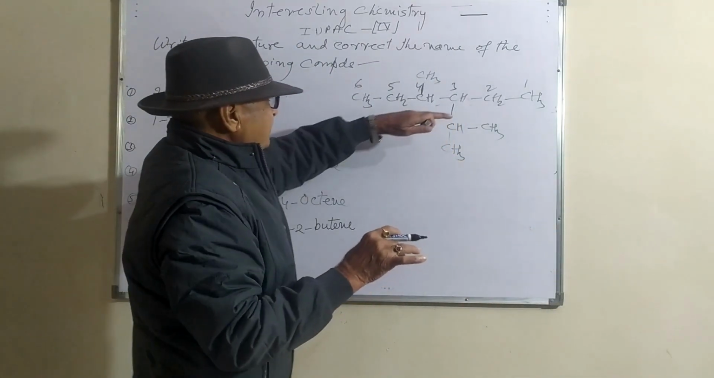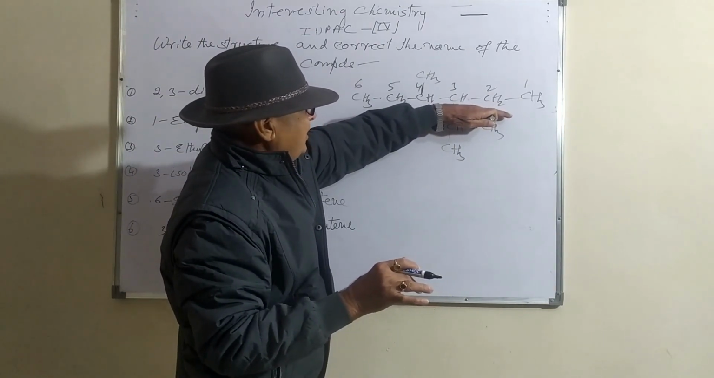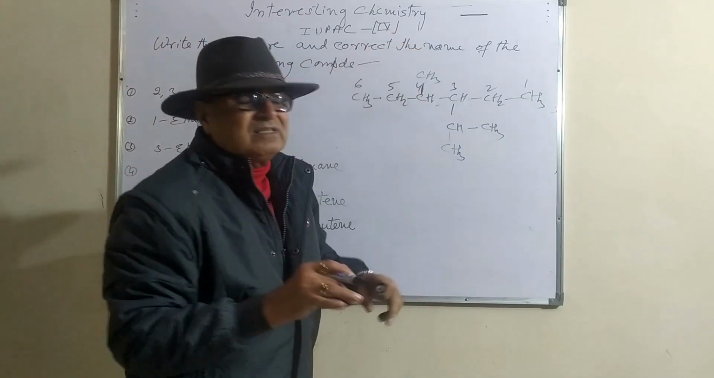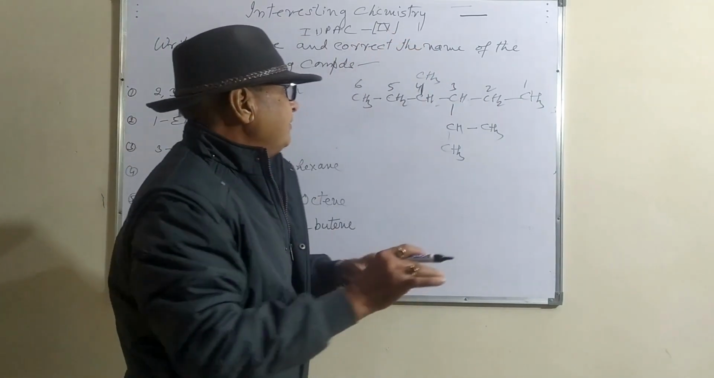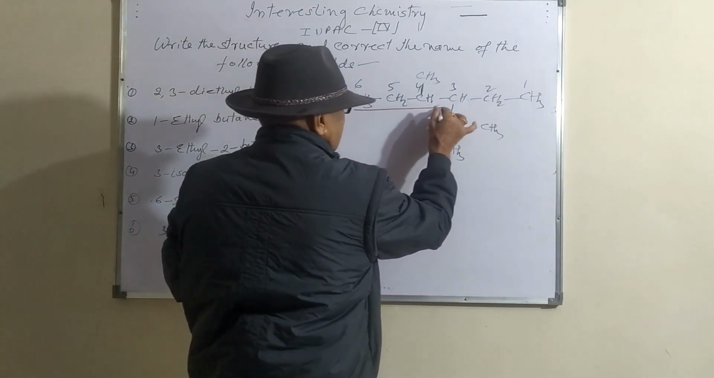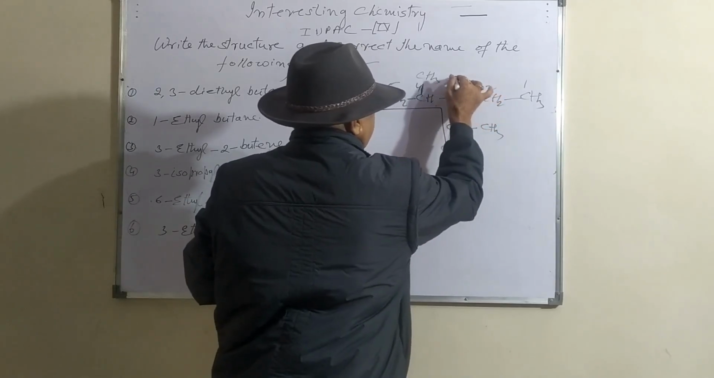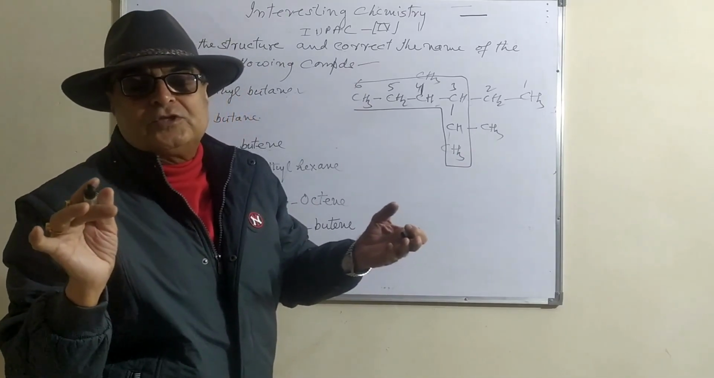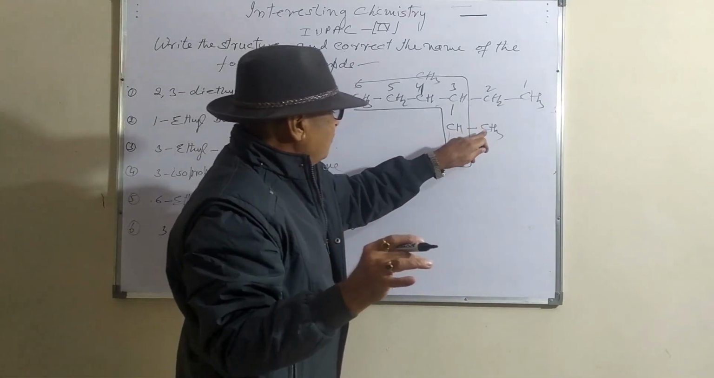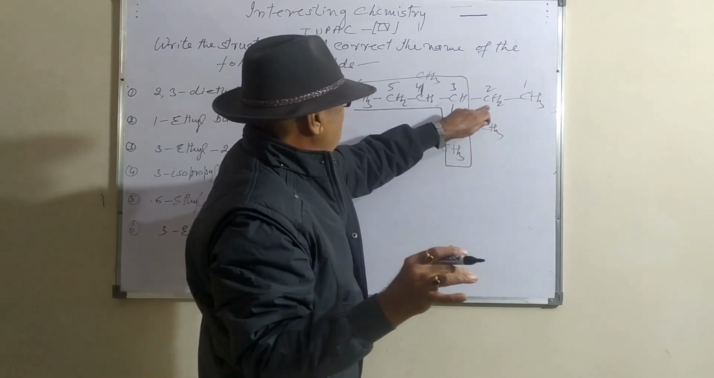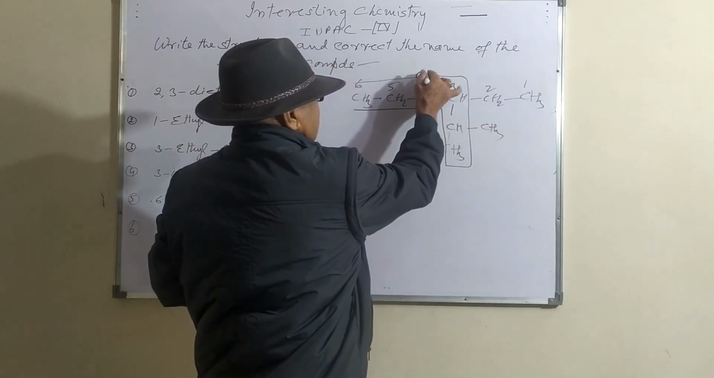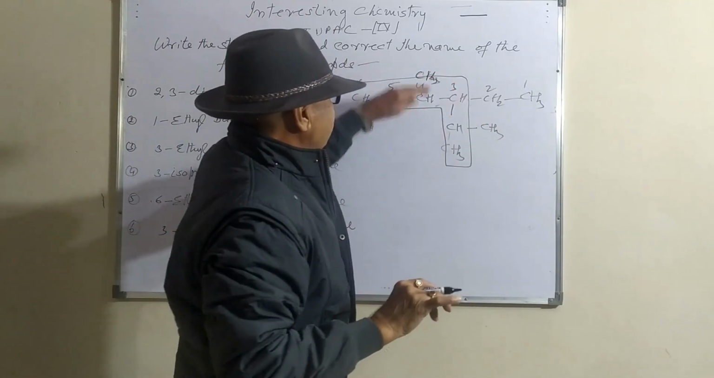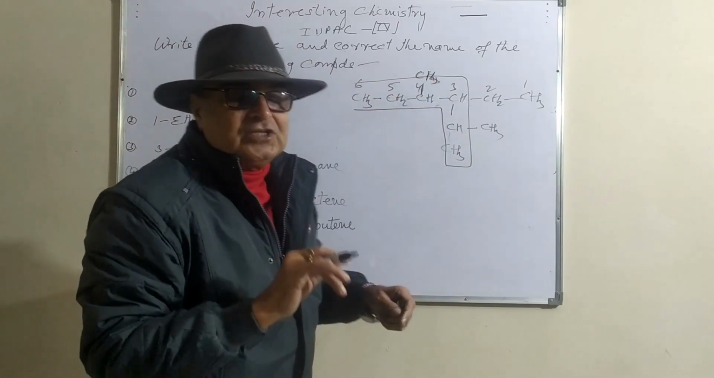If you select this chain as the longest chain, there are only two substituent groups: one is methyl and the second is isopropyl. But if you select this chain, 1, 2, 3, 4, 5, 6, the longest chain of 6 carbons, then there is one substituent and this CH3 is also a substituent group. So there are 3 substituent groups. In that case there were 2, and in this case there are 3 substituent groups.